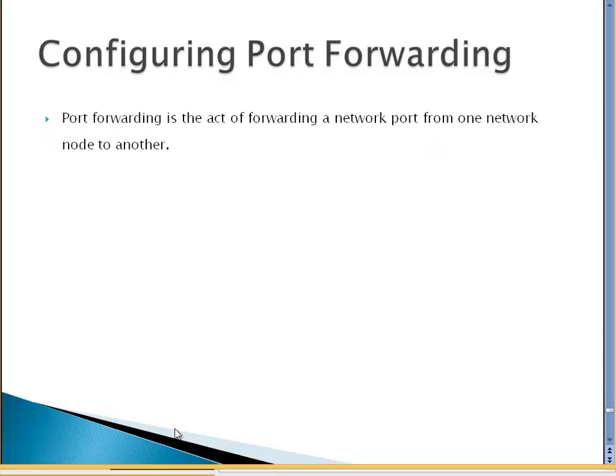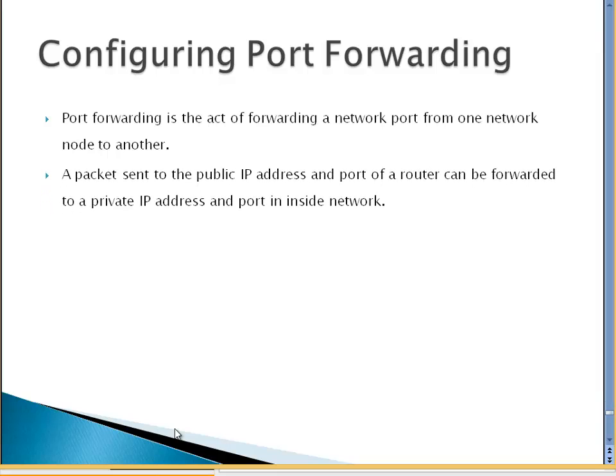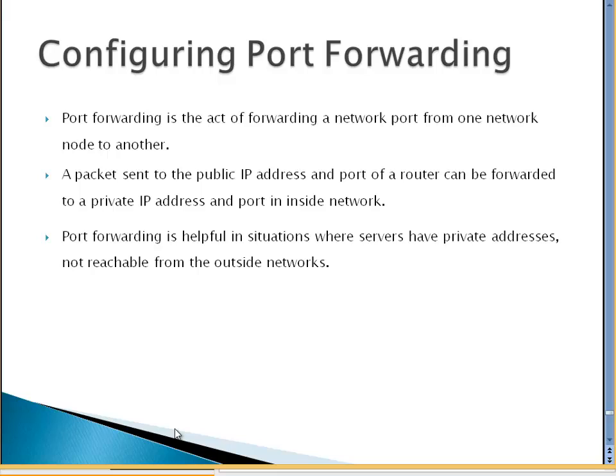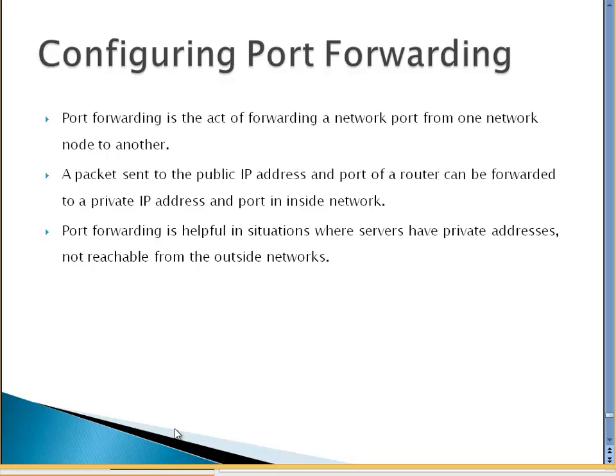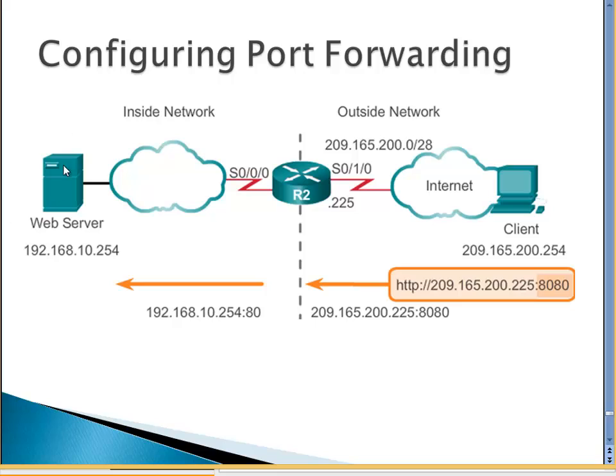Port forwarding. Port forwarding is the act of forwarding a network port from one network to another. A packet sent to a public IP address and a port of a router can be forwarded to a private IP address and a port inside the network. Port forwarding is helpful in situations where servers have private addresses not reachable from outside networks. So in this case, we have a web server in an inside network that is going to be reached from outside networks. So anyone that types the IP address of the NAT with this port number will be forwarded to the correct web server.